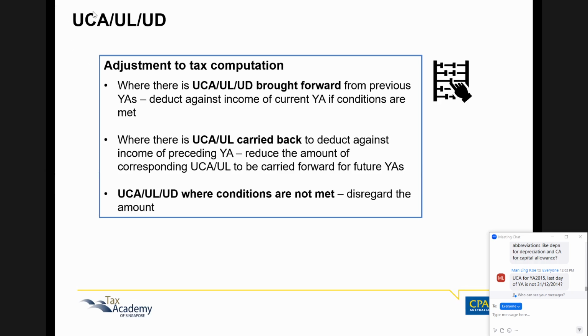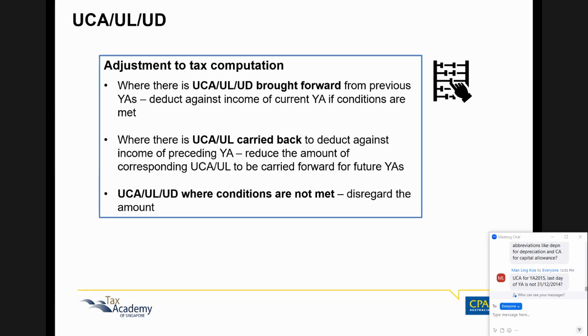Okay, so what about the tax adjustments that you need to make? For the tax adjustments, if you can carry forward, let's say this year is YA 2023. If I have any unutilized CA, UCA, UL, UD, then when computing the tax for YA 2023, I need to take them into account.